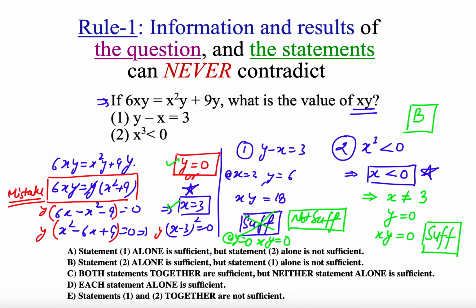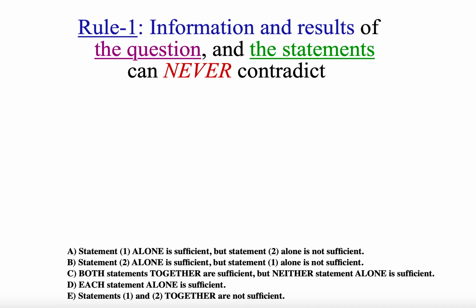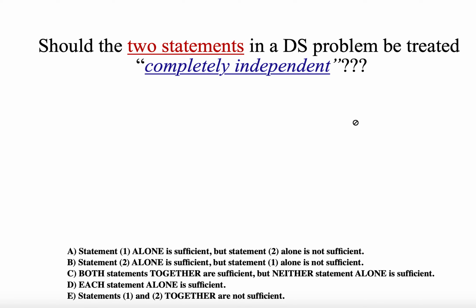Now that we have seen this rule, there is another bigger question that comes in. So let me pose that question and then I will stop this video right here. Should the two statements in data sufficiency be treated as completely independent? That means now that we know that statements one and two can never contradict, they will definitely be in sync if they are each alone sufficient. So should we actually treat them as completely independent? Now, to answer this question, you will have to watch the next video.